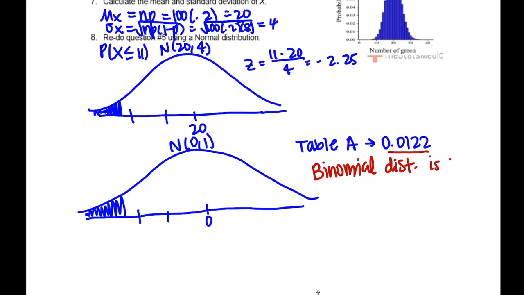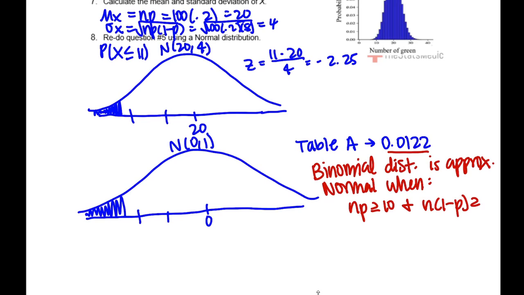is approximately normal when we have n times p is at least 10 and n times 1 minus p is at least 10. And so if I check my work over here, then I have n times p was 100 times 0.2, that equaled 20. That's at least 10. And 100 times 1 minus p. And so I would be able to use the normal curve and get really similar answers.